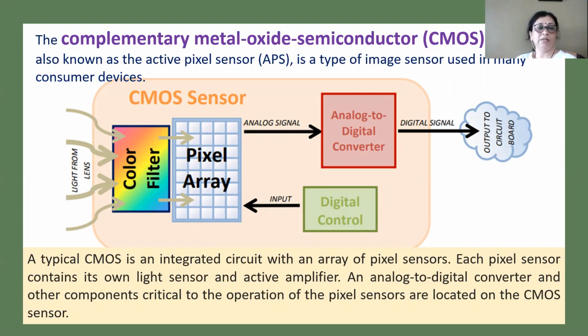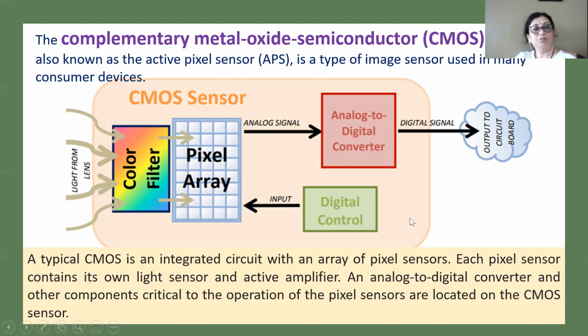Each pixel is a sensor. So each pixel has its own light sensor and an active amplifier. This is a difference between CCD and this CMOS sensor, because here each pixel consists of its own sensor and active amplifier, and an analog to digital converter and other components which are used to locate the charge which is formed on the sensor.